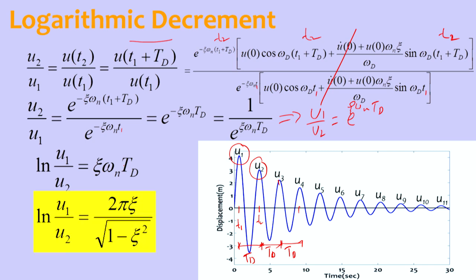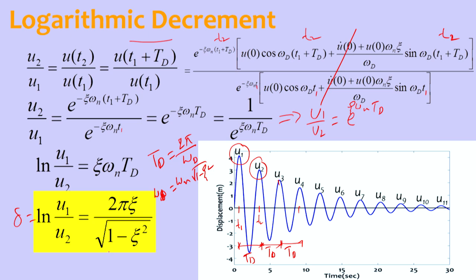And as you can see, if we substitute the Td value, so what is the Td value? Td is nothing but 2 pi by omega d, and omega d is related to omega n as omega n under root 1 minus zeta square. So if we substitute omega d and Td in this term, we get the natural log of the ratio of two successive peaks is 2 pi zeta under root 1 minus zeta square. So this term is called logarithmic decrement. So this delta is equal to ln u1 by u2, the log of u1 by u2, is the logarithmic decrement.